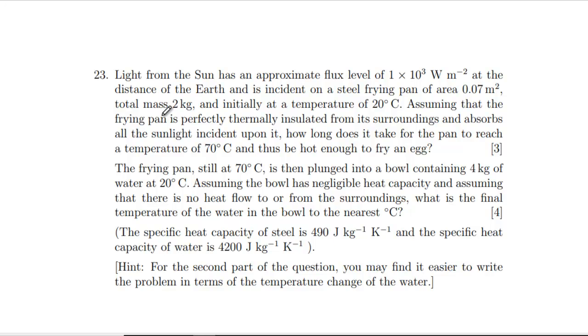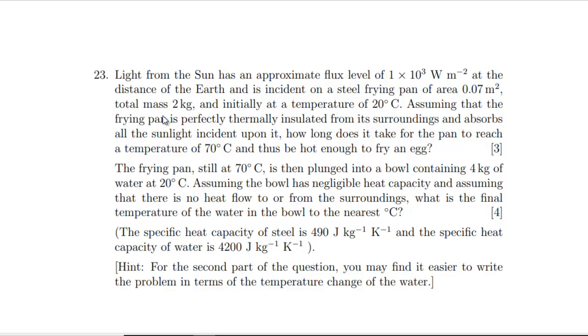Right, question 23. Light from the sun has an approximate flux level of 10 to the 3 watts per meter squared at the distance of the Earth, incident on a steel frying pan of that area, total mass, initially at that temperature. Assuming the frying pan is perfectly thermally insulated from its surroundings and absorbs all the sunlight, how long does it take for the pan to reach a temperature of 70 degrees?